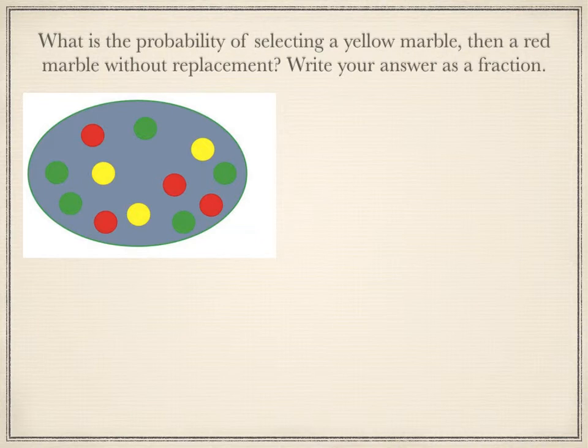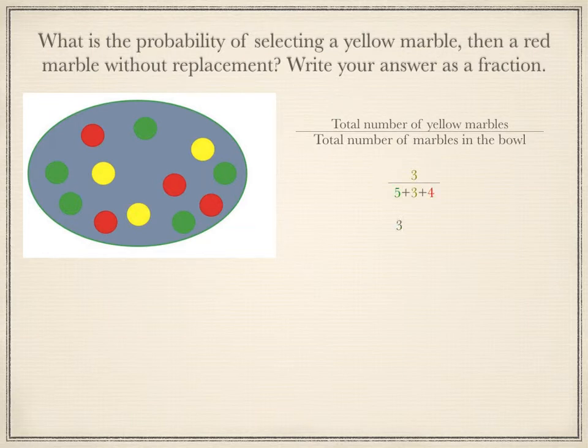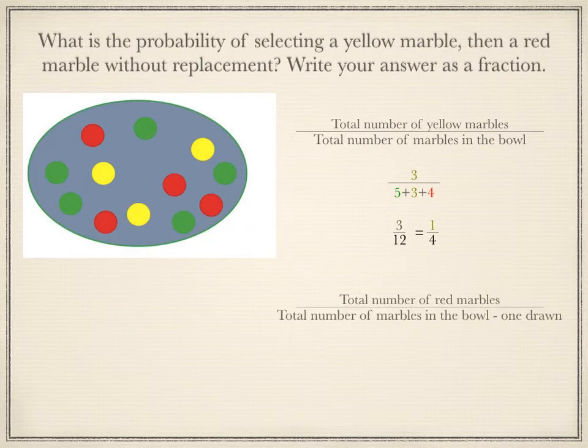Now what is the probability of selecting a yellow marble and then a red marble without replacement? So once again, it's without replacement. So total number of yellow marbles, total number in the bowl, same thing as we've done in the past 3 problems, 1/4. Now we want the total number of red marbles over the total number of marbles in the bowl minus the yellow one that we drew, because we assume we got what we wanted that first time. So we've got 4 red over 5 green, 2 yellow, and 4 red. So we get 4 over 11. And we can't simplify that.